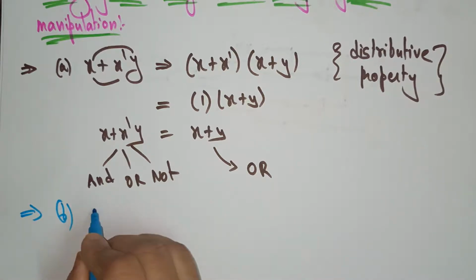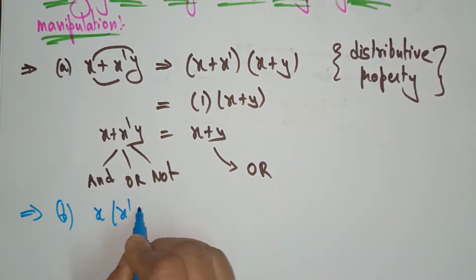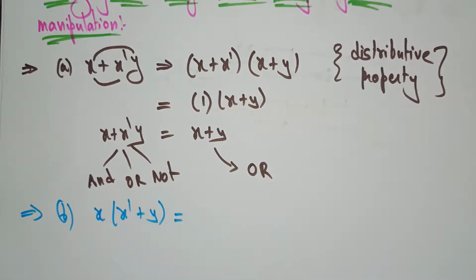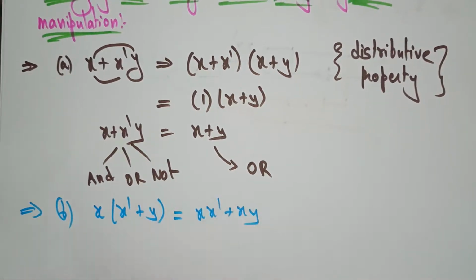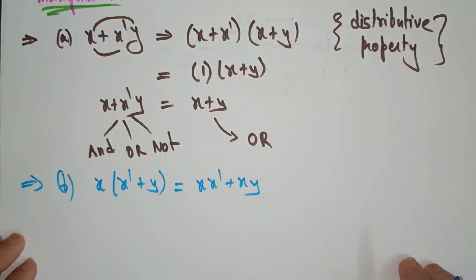Now let me take another expression, x into (x dash plus y). So this is an expression. Let me expand it: x x dash plus x y. Here I have used one AND gate, an OR gate and a NOT gate. So try to reduce the equation.